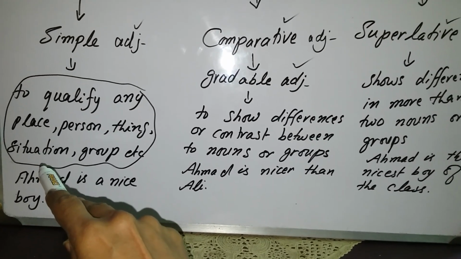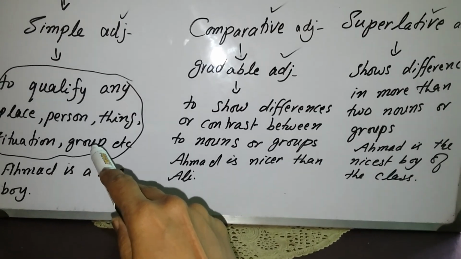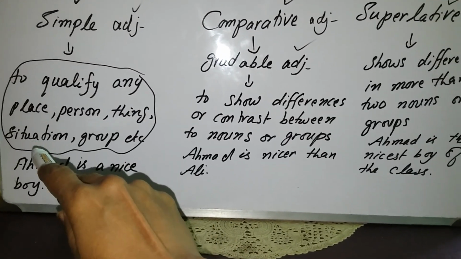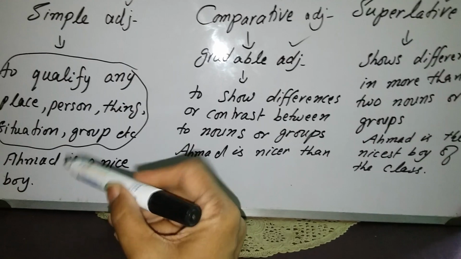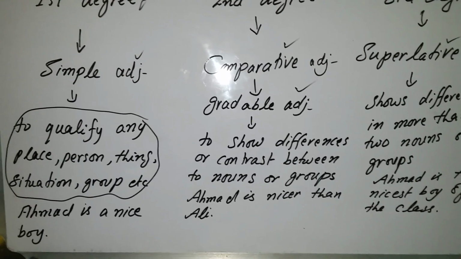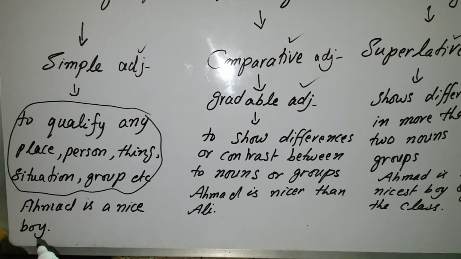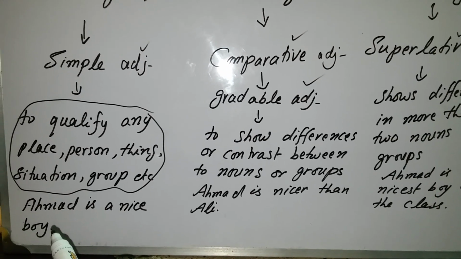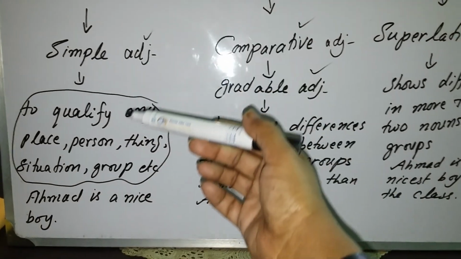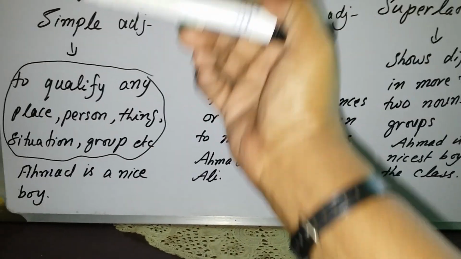If we say that this is a big crowd, now crowd, that is a group, one group of people. And situation, for example, if we say that it is a very beautiful situation in which we live. It is a very beautiful era in which we live. So era or situation, this is used for any type of situation. So when we use adjectives for these different types of nouns, then we will use simple adjective.